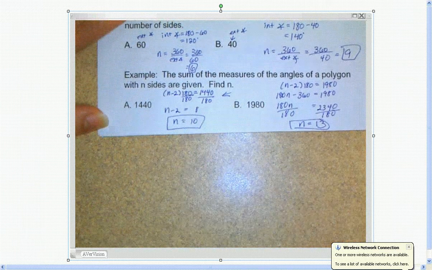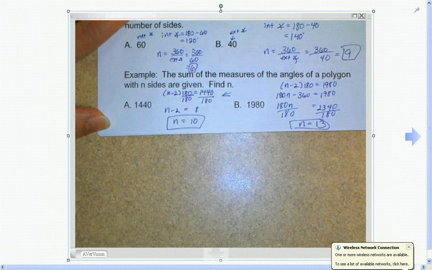Now guys, all these types of problems could possibly be on your test, so make sure you use these to study. You'll do a great job.